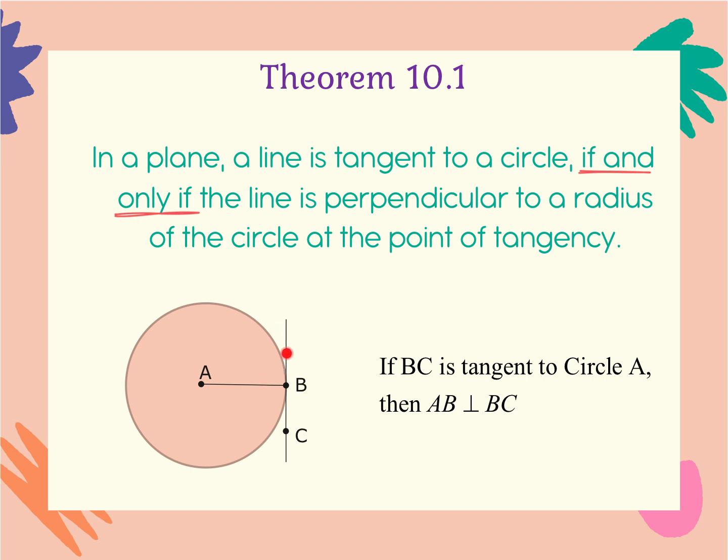Okay, my line is tangent to a circle if and only if the line is perpendicular to the radius at the point of tangency. So that means this makes a 90-degree angle, and this is considered a tangent line. So again, if I were to draw one right here, perfectly on the line, it makes that 90-degree angle. So that means this is my tangent line, and this is perpendicular to my radius.